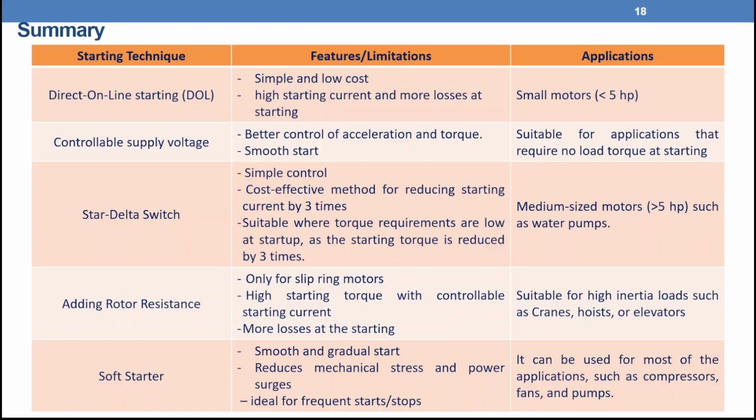If you need a high starting torque, you can use the adding rotor resistance technique. But that one is only suitable for slip ring motors, not for squirrel cage. So you have a high starting torque with controllable starting current, but more losses at starting. This technique is suitable for high inertia loads, such as cranes, hoists, or elevators.